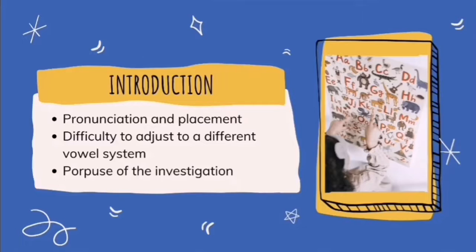Then the second point is the difficulty to adjust to a different vowel system. For example, for Spanish speakers, it is really difficult to adjust to some of the English sounds, because they are completely different and probably the tongue position is different and complicated as well. According to Garita Gonzalez and Solis in 2019, Spanish speakers try to substitute the sound that they do not know for one that approaches that phoneme in their native language.